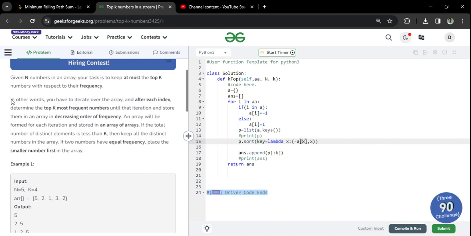You can go through this question, but the idea here is the same. In other words, you have to iterate over the array, and after each index, determine the top k most frequent elements until that iteration, and store them in an array in decreasing order of frequency. An array will be formed in each iteration and stored in an array of arrays. If the total number of distinct elements is less than k, then keep all the distinct numbers in the array. If two numbers have the same frequency, place the smaller number first in the array.